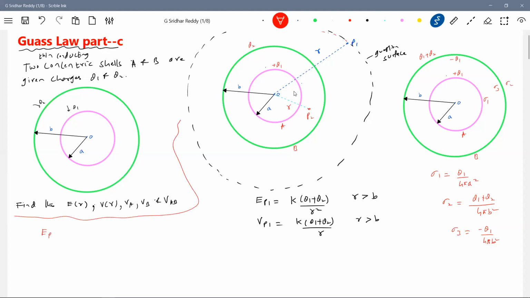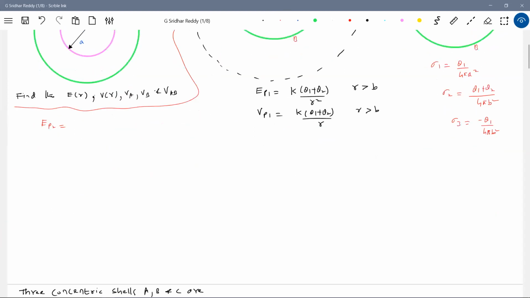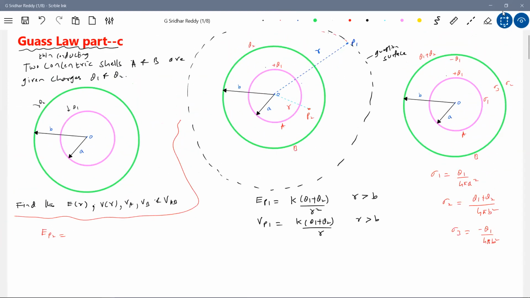First EP2. I'm going to draw a Gaussian surface here. I don't have space now, I'm trying to accommodate everything here. If I draw a Gaussian surface, then what is the net charge enclosed? It will be only Q1. I'll slide down, no problem. Yeah, we'll take this one.